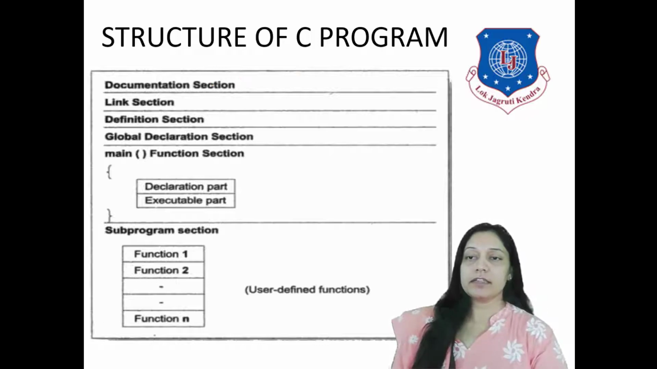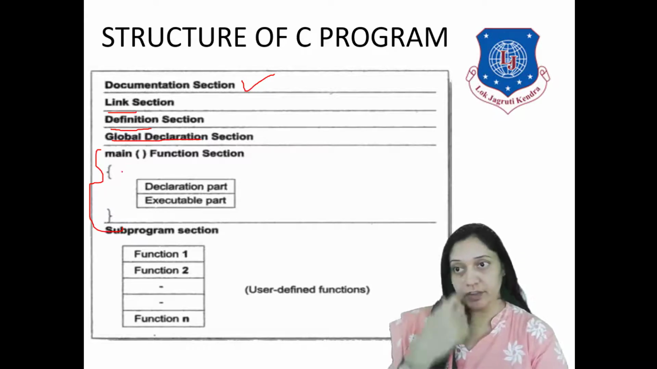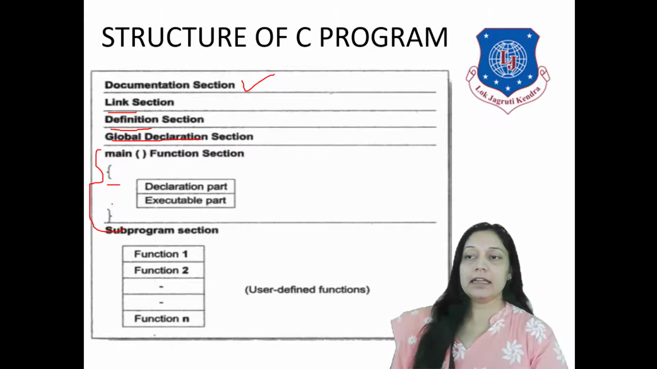So what is the basic format of a C program? The first one is the documentation section, next is the link section, third is the definition section, and then we have the global declaration section. After that, we have the main function. All the important coding has to be done inside this main function: main, and then the starting braces and the ending braces. Within this, we'll have two parts: one is the declaration part and another is the executable part.